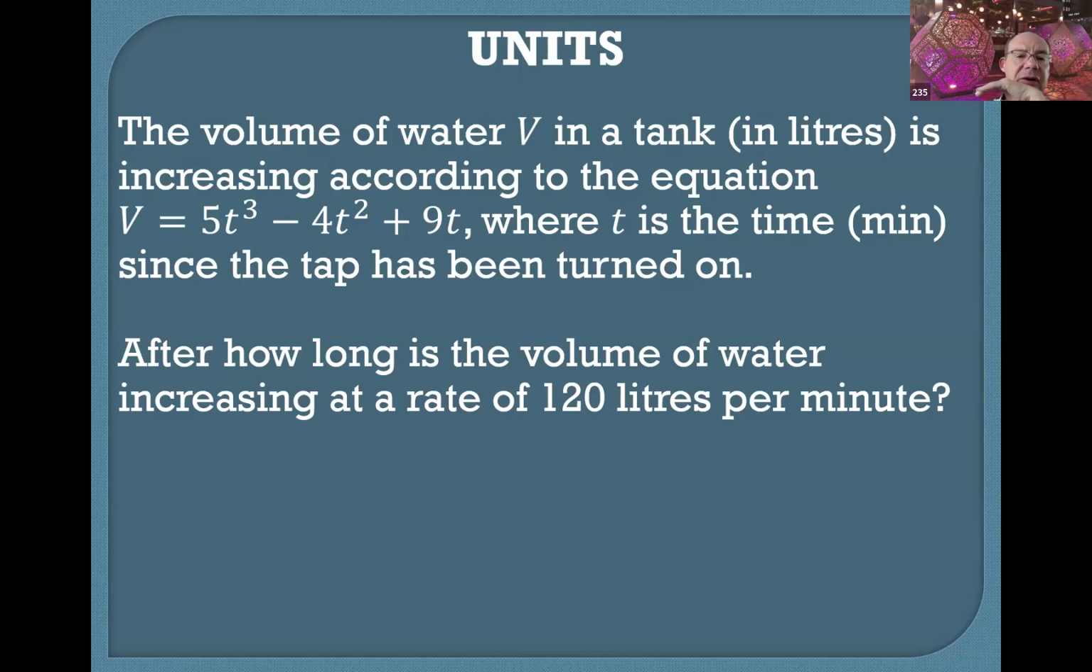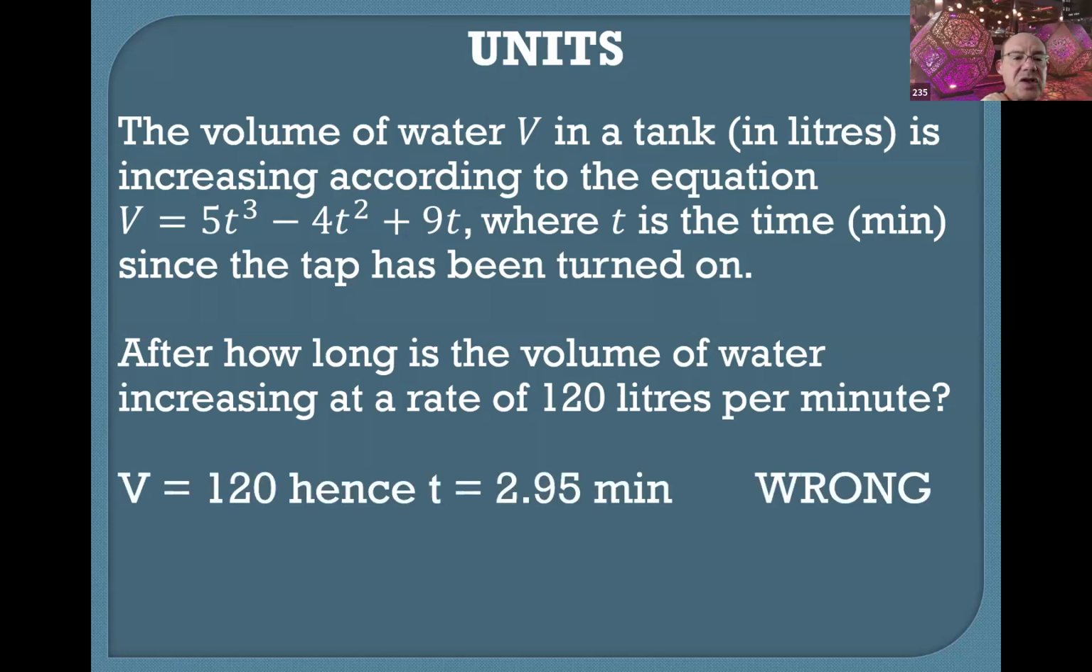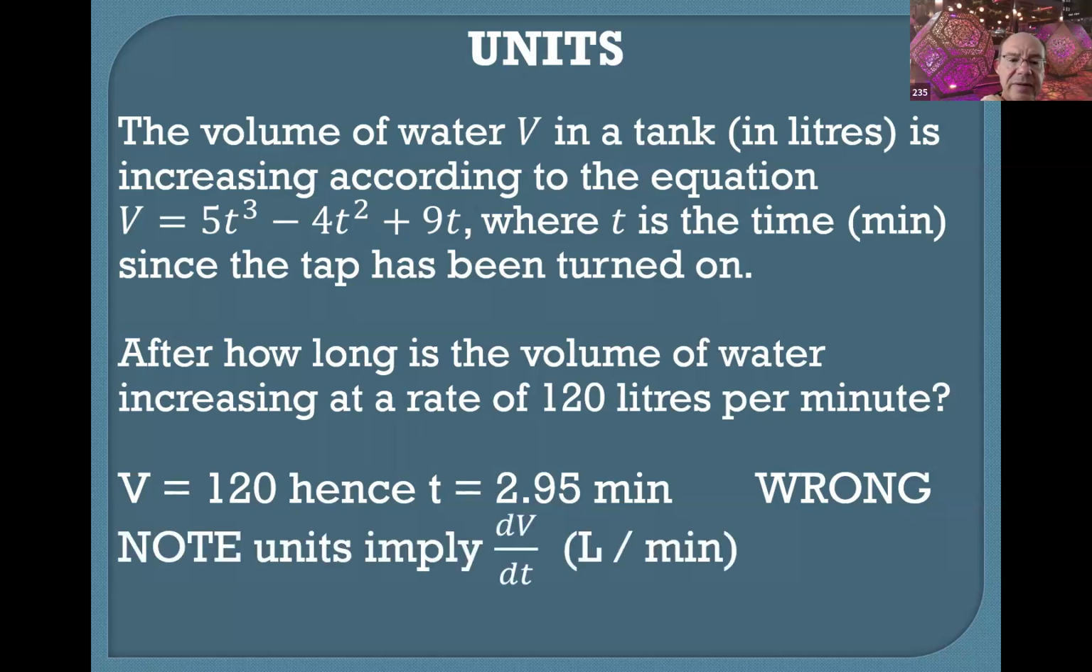This is also out of a past NCEA Level 2 paper: 120 liters volume. I don't know how many of my students said the volume is 120, plugged it into a graphics calculator, solved for T, and got T is 2.95. And they're wrong. Because what caught their eye was volume and 120 liters. But the unit is not liters. The unit is liters per minute, which is a rate. And volume is not a rate. The derivative of volume is a rate.